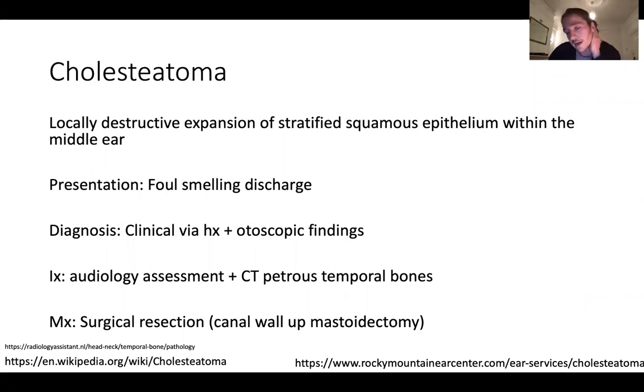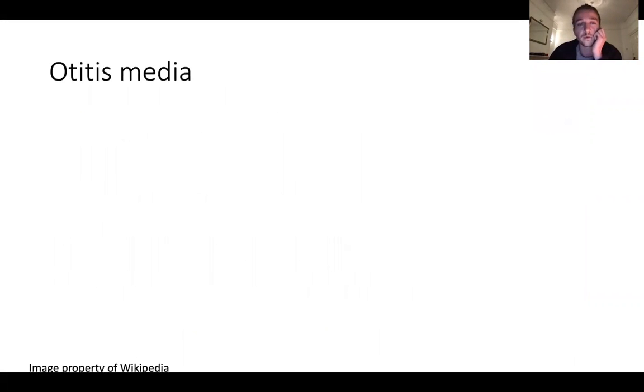So they go in behind the ear, and usually they keep the mastoid in place. They try not to just shave the mastoid away because it keeps some of the integrity of the middle ear. But that's not important for med school level. We don't really need to know that.